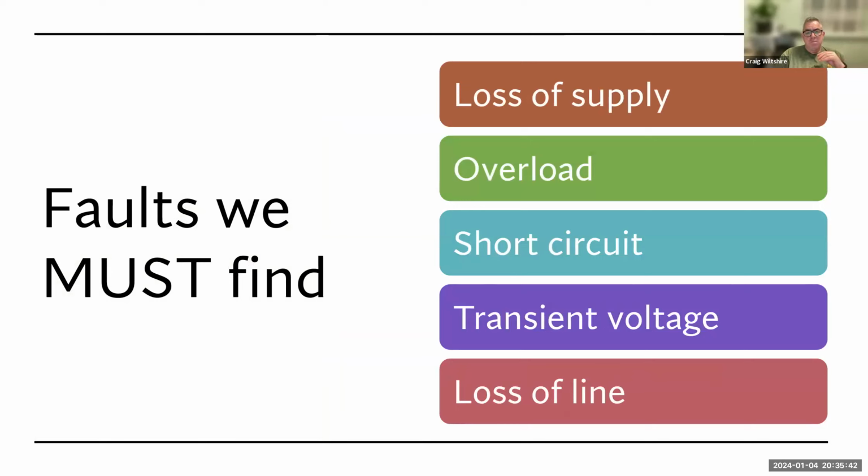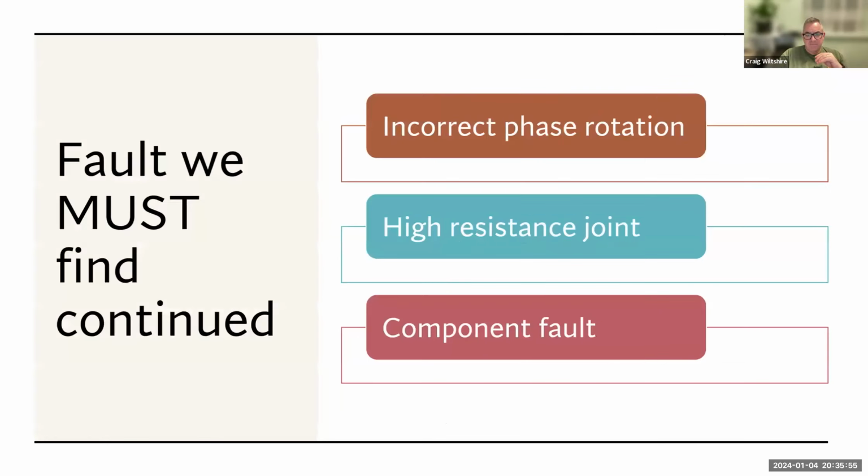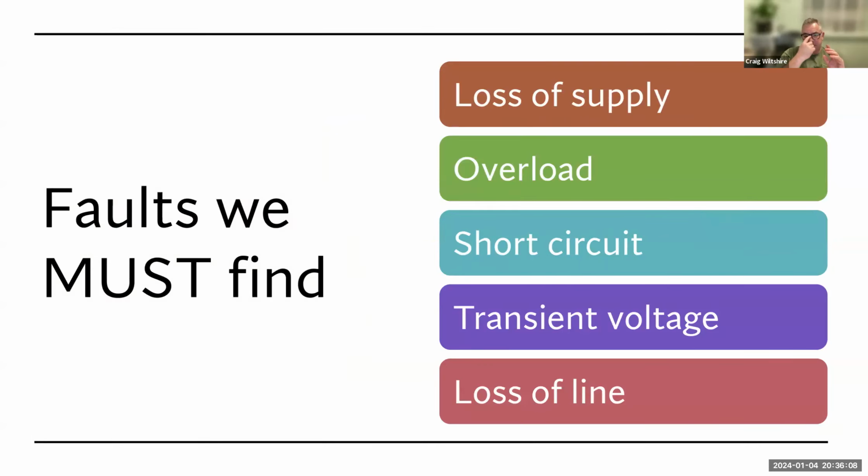Faults. You must provide the following faults: loss of supply, overload, short circuit, transient voltage, loss of line, incorrect phase rotation, high resistance joints, and component faults. You have to supply photographic evidence of those faults, right? They are mandatory, all of them, every single fault we need to see, right?